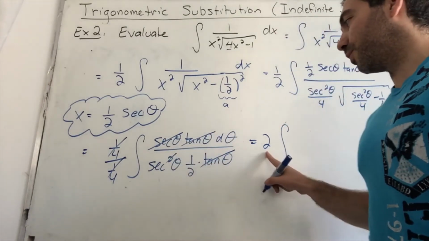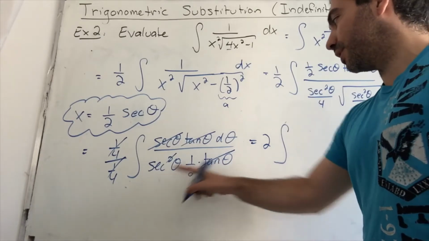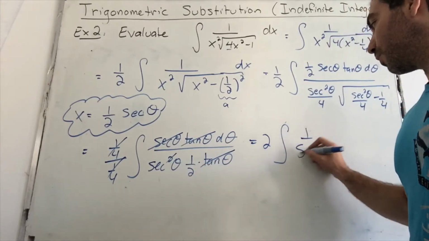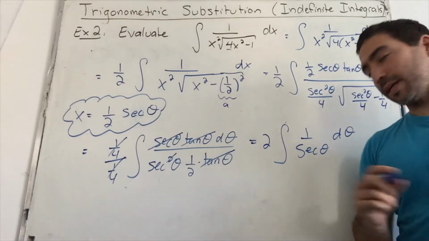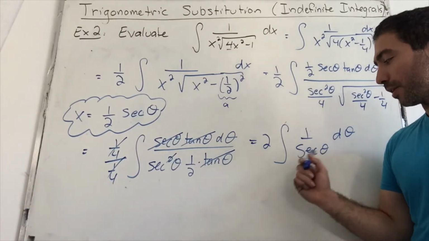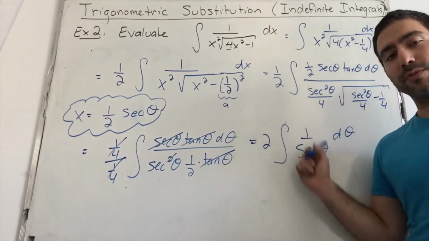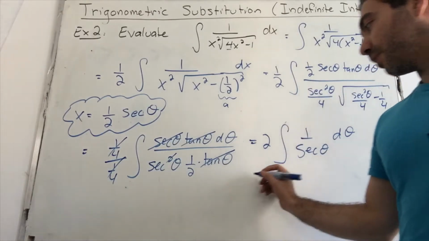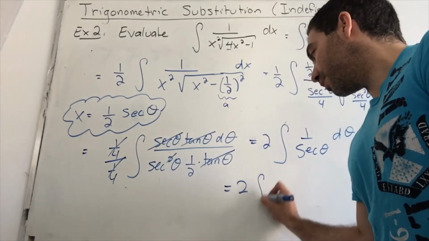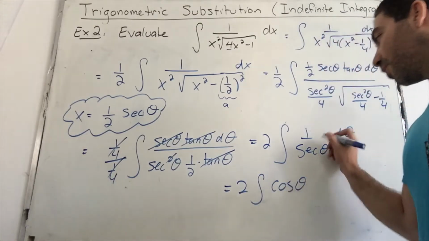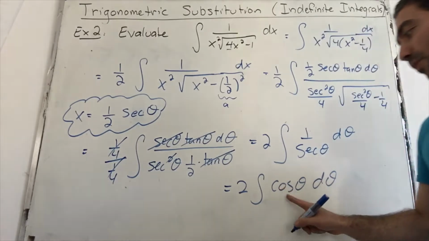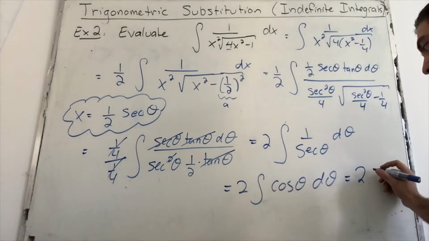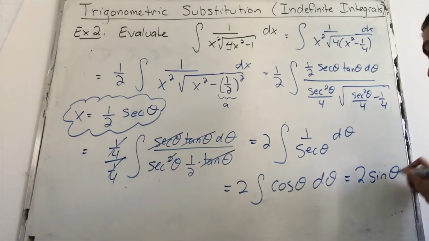This half, I multiplied it by 2, and we're left with just a secant on the bottom. So we're left with 1 over secant theta d theta. We have to integrate this, and this looks very difficult, but it's actually not if you know your properties. What's 1 over secant equal to? Well, we know this is just 2 integral of cos theta. 1 over secant is just cos, and this is very easy to integrate. We know the integral of cos is just sine. So this is 2 sine theta plus c.